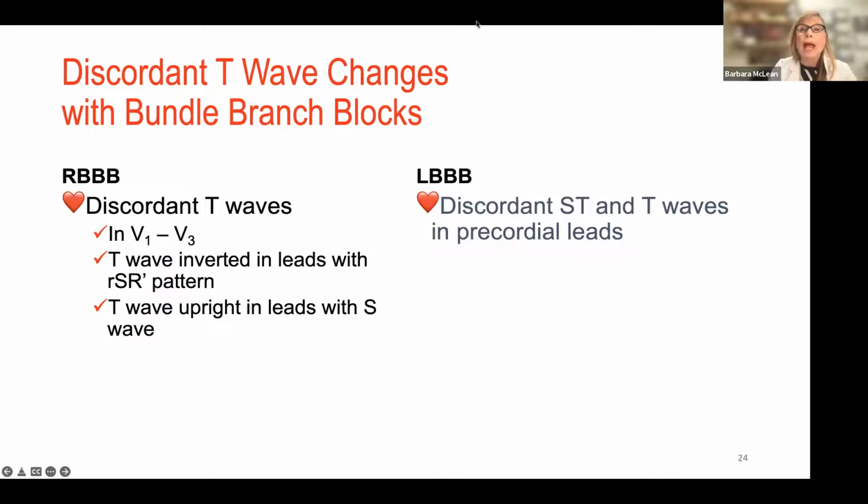Discordant T waves are very common to see in patients with bundle branch block. And that's going to be really important to you because that helps you to differentiate when your patient's having an MI in the face of a bundle branch block. So with the right bundle branch block in V1 through V3, your R waves are upright, but your T waves are downwards. With left bundle branch block, your R waves are upright and your T waves are downwards.